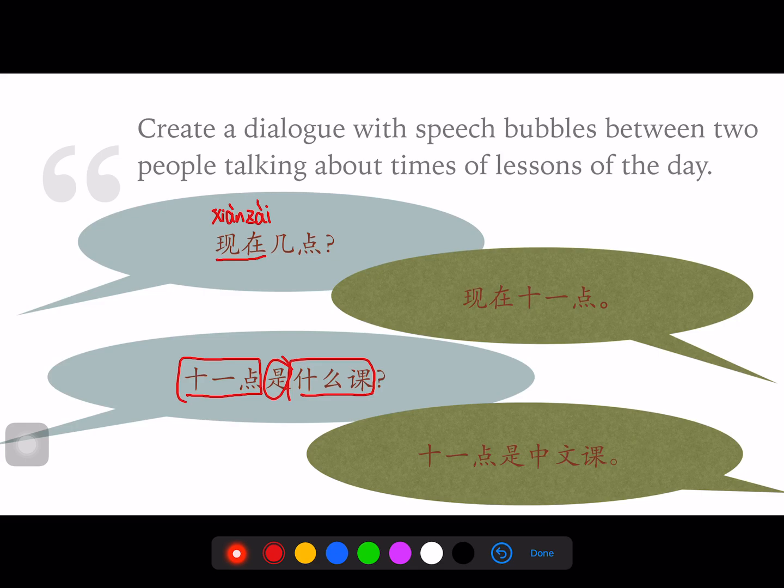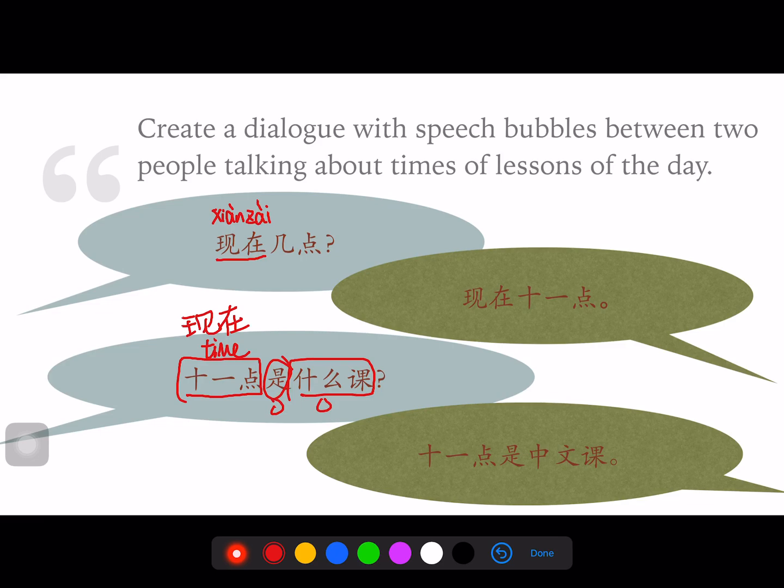Now it's your time to create a dialogue. You don't have to use the same one; you can change it. For example, you can say, what's the lesson now? How do you say, what lesson is it now? Basically, you change the time into now, which is 现在, and then you have the same thing for the rest. 现在是什么课? What lesson is it now? And you'll say, oh, 是中文课.